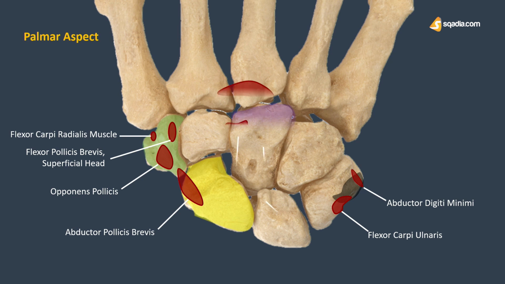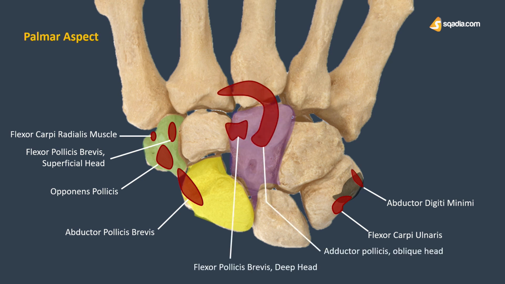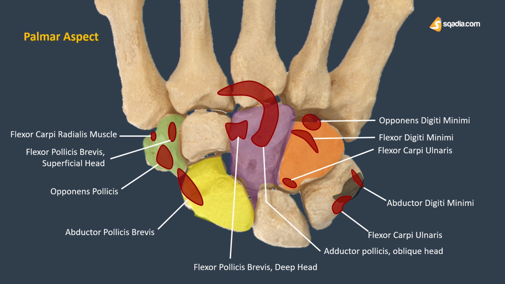The oblique head of the adductor pollicis attaches to the capitate bone, and the flexor pollicis brevis at the deep head region. Flexor carpi ulnaris attaches to the hook of the hamate and the fifth metacarpal bone, allowing flexion and adduction at the wrist joint. Flexor digiti minimi brevis attaches proximally to the hook of the hamate and the flexor retinaculum. Opponens digiti minimi, which is an intrinsic muscle of the hand, attaches proximally to the hook of the hamate and the flexor retinaculum.